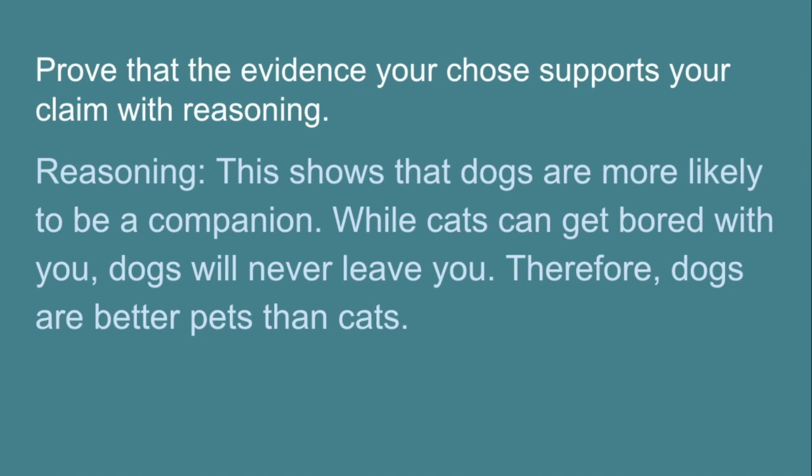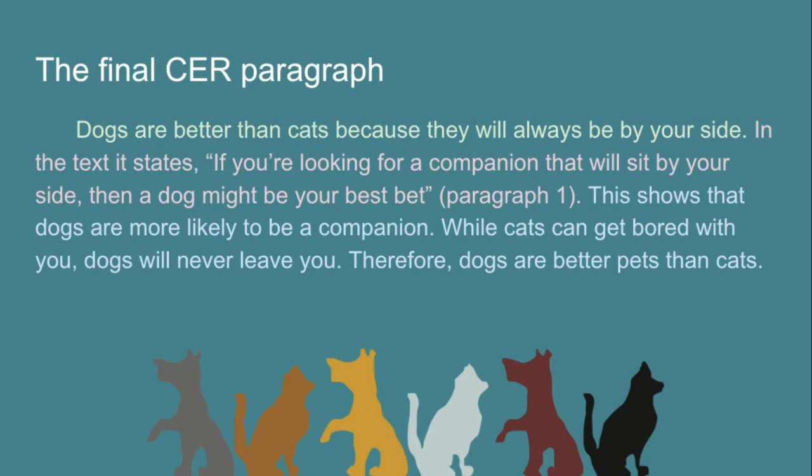All right, hopefully that makes a little bit more sense. It's good to see an example every now and then. And you guys are going to do awesome at this. You already were. Your last week's CERs were already awesome. So just want to help them get a little bit better. Here's what it looks like at the end, all put together. Dogs are better than cats because they will always be by your side. In the text, it states, if you're looking for a companion that will sit by your side, then a dog might be your best bet. Paragraph 1. This shows that dogs are more likely to be a companion. While cats can get bored with you, dogs will never leave you. Therefore, dogs are better pets than cats.